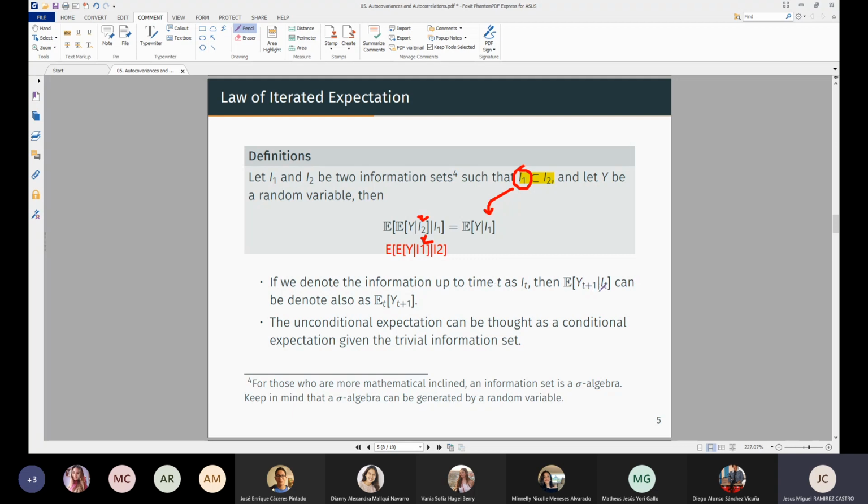Okay. Now, some notation. The conditional expectation of y_{t+1} with respect to the set of information I_t will also be denoted as this. It's the same for us. It's just notation. We don't need to write all the set of information here. You just need to put it here.